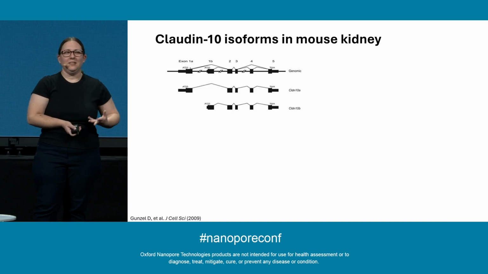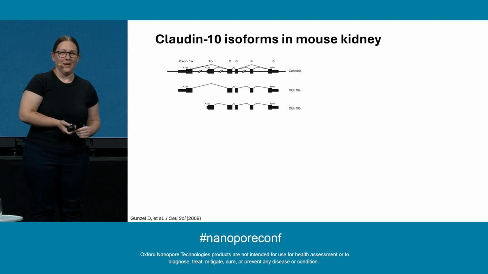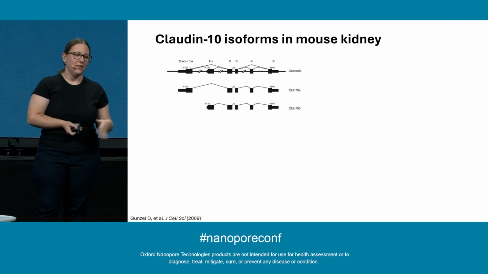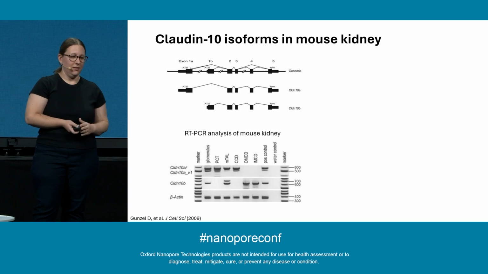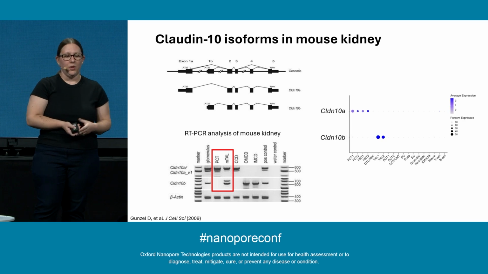And finally, this finding is not new. Actually, in 2009, it was published using different methods that the claudin 10 isoforms are spatially located in different spots. So using RT-PCR, they showed claudin 10, again, is in the PCT, and claudin 10b is in the medullary thick ascending limb. And when I look across our data set at the two different transcripts, we can very clearly see the separation of claudin 10A in just the proximal tubule cells and claudin 10B in the TAL cells.